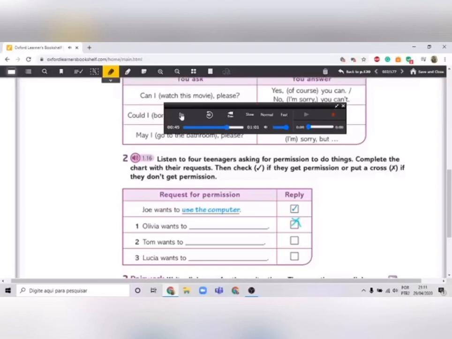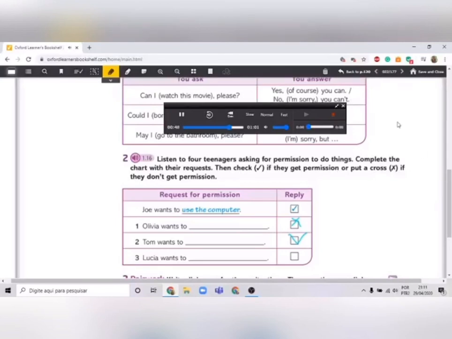So Tom wants to use the phone. Okay? He is in a place and he wants to use the phone to call his dad. So here Tom wants to use the phone. And the answer was affirmative. Okay? So Tom will use the phone. Number 3.